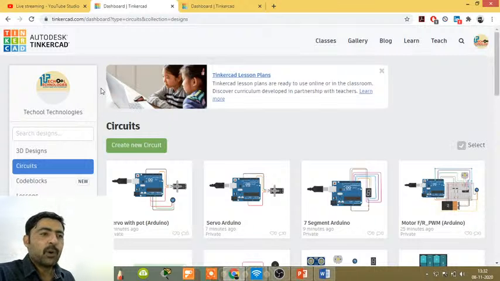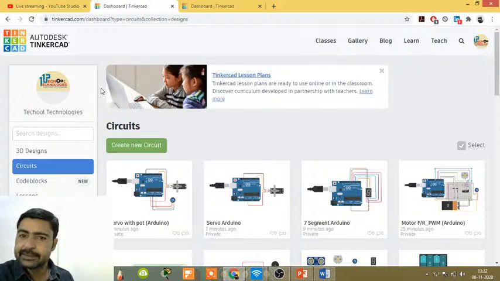Microbit is one more module added by Tinkercad in this simulation. We'll discuss that too in the next session. Don't worry, we'll discuss microbit too.